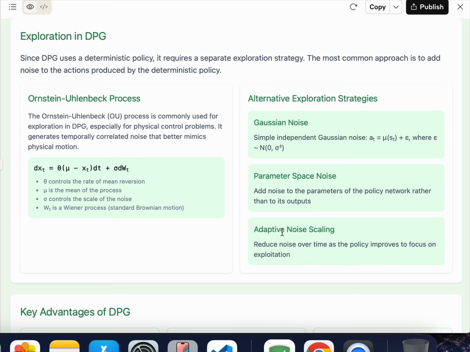If that's too much, there are also simpler ways to add noise. You could just use Gaussian noise, sample from a normal distribution, and add it to the action. Another option is parameter space noise, where you don't add noise to the action, but to the policy parameters. That can help with exploration too. And finally, there's adaptive noise scaling. You start with more noise, then reduce it gradually as the policy improves.